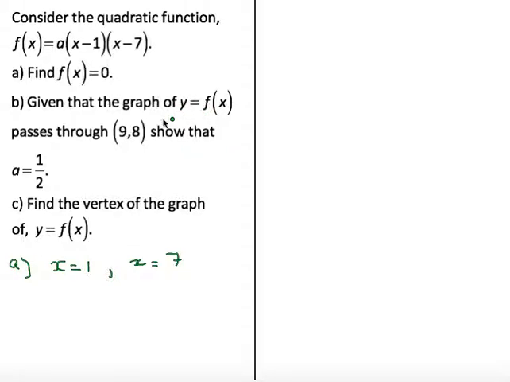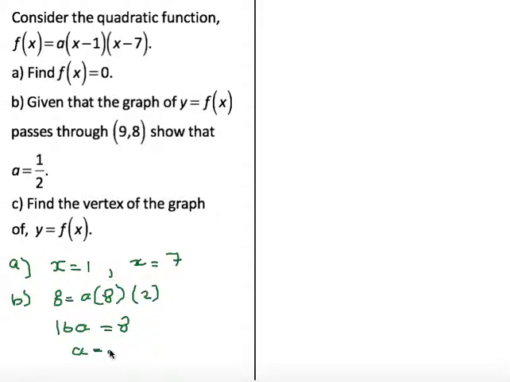Given that the graph of y equals f(x) passes through (9, 8), show that a equals a half. So my y value is 8, my x value is 9, so I've got a half. Now I'm going to put 9 into here. 9 take away 1 gives me 8, and 9 take away 7 gives me 2. So it's 16a equals 8, and I can divide both sides by 16. Straightforward, gives me a half.